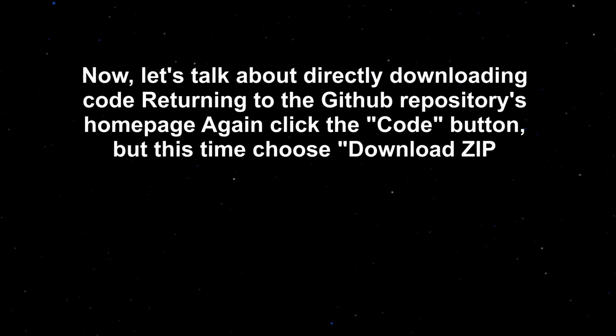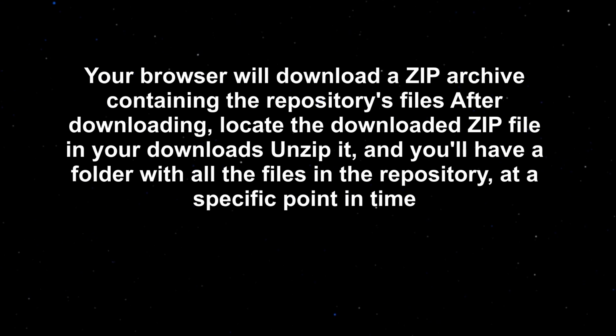Now, let's talk about directly downloading code. Returning to the GitHub repository's homepage again, click the code button, but this time choose download zip. Your browser will download a zip archive containing the repository's files. After downloading, locate the zip file in your downloads, unzip it, and you'll have a folder with all the files in the repository.